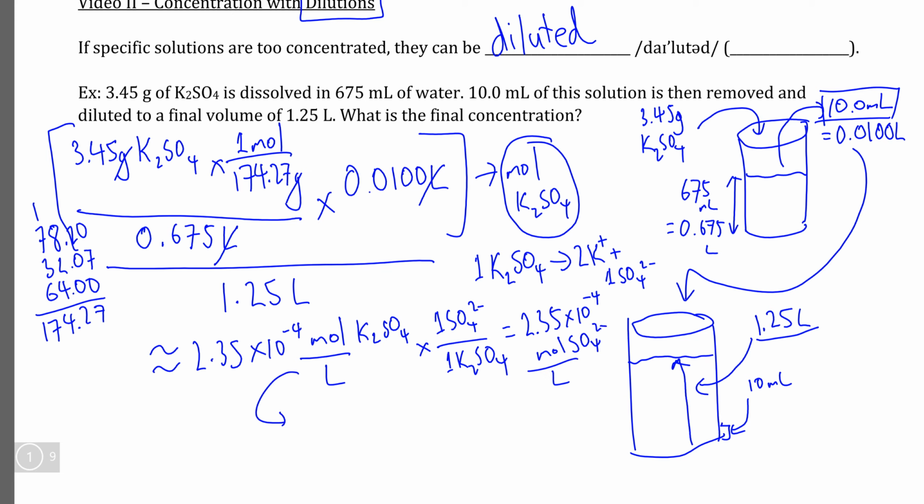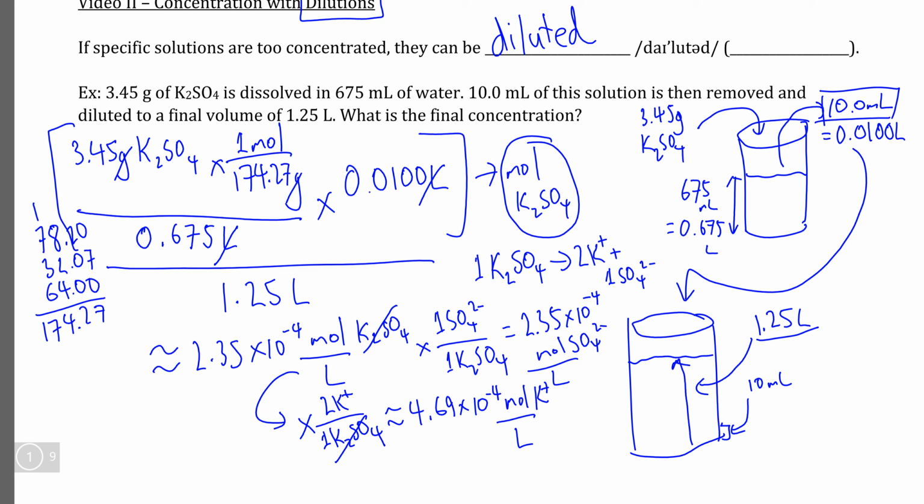But if we wanted to do a second calculation where we calculate the amount of potassium ions we have, well, now we look at our mole ratio and we see 2 K plus per 1 K2SO4. So K2SO4 cancels, and we are multiplying our concentration of the overall ionic solid by 2 to find the concentration of just the potassium ions, which, if you don't round until your final answer, comes to approximately 4.69 times 10 to the negative 4 moles of K plus per liter of solution.